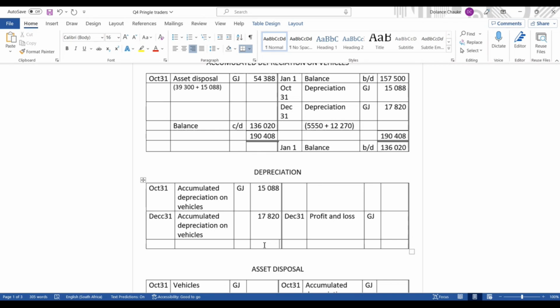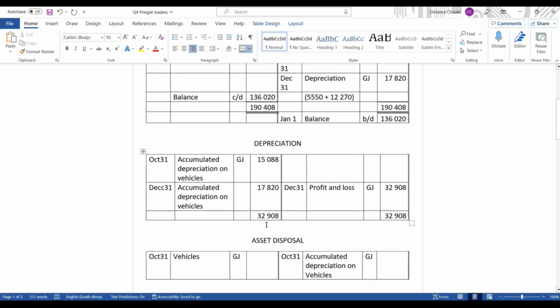I get 32,908. Right? Then even this side is going to be 32,908. And then your profit or loss is going to be the depreciation for the current year that will go to the statement of profit or loss and other comprehensive income, which is 32,908. Right? And then now we can go and prepare asset disposal.